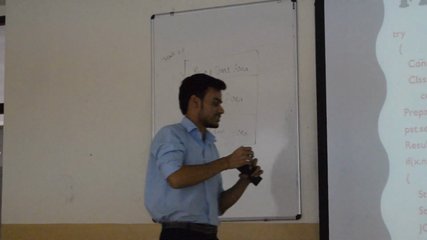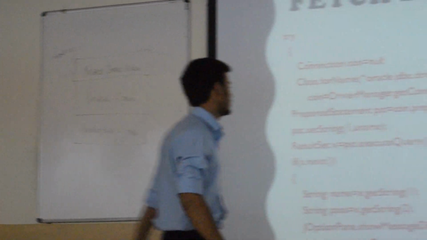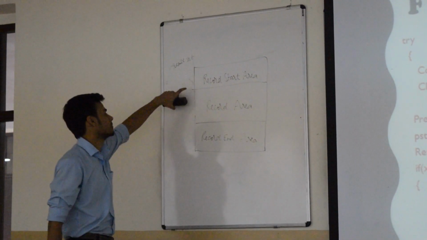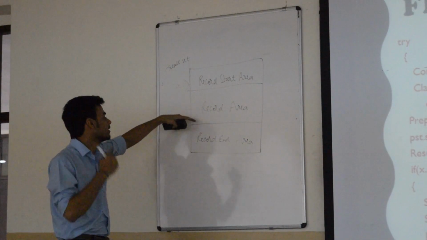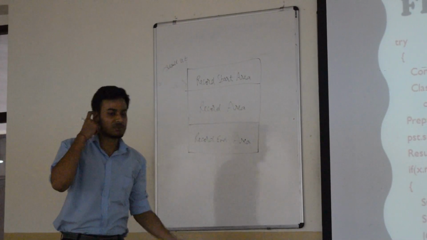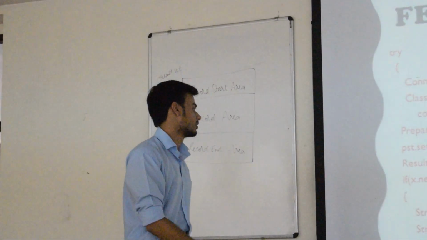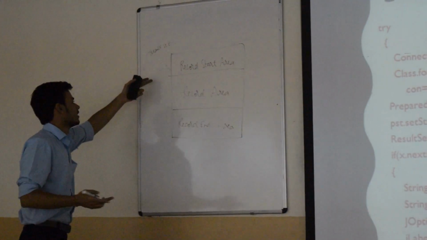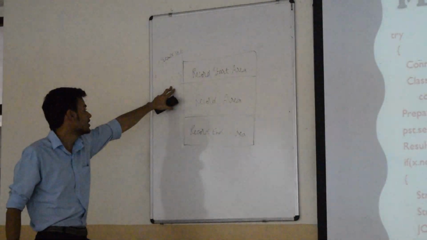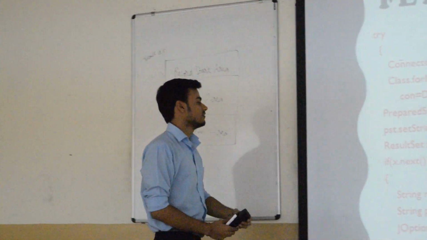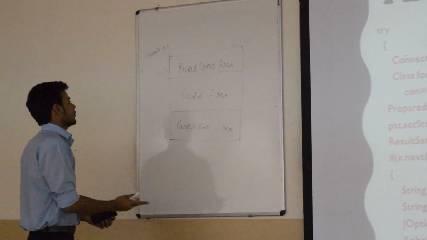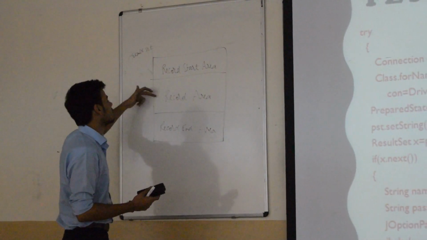This is the ResultSet which is returned by the executeQuery method. ResultSet contains a representation of record start area, record area, and record end area. ResultSet is basically the representation of database rows. So initially the pointer points to the record start area. Now when we use the .next function, it moves to the record area.